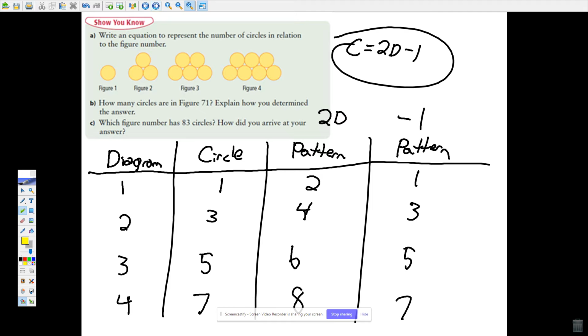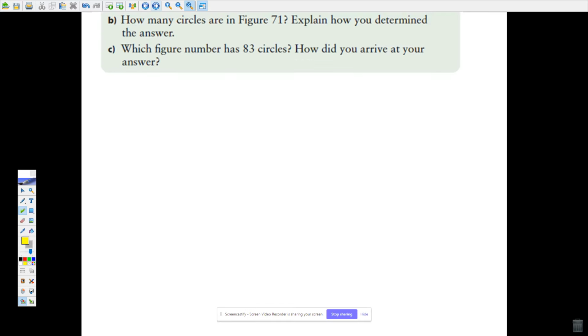We have 4 diagrams. The circles are 1, 3 circles, 5 circles, and 7 circles. The pattern is going up by 2, so it's 2d. As we fill out that column, we can see that they're not quite the same. We would have to subtract 1 from each of these numbers in order to make the columns equal. So our equation becomes C equals 2d minus 1. Okay, if you were able to get that equation, great job. You're now going to use that equation to answer these 2 questions.